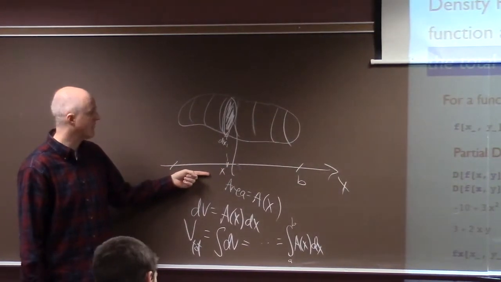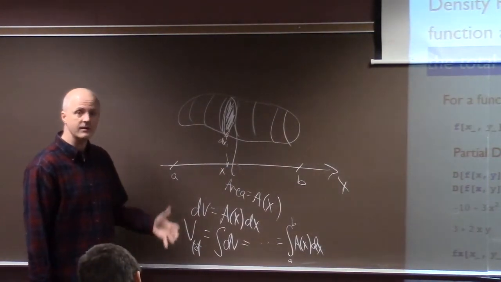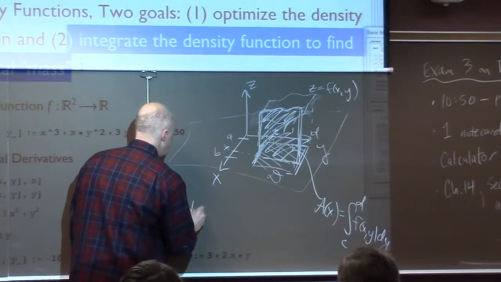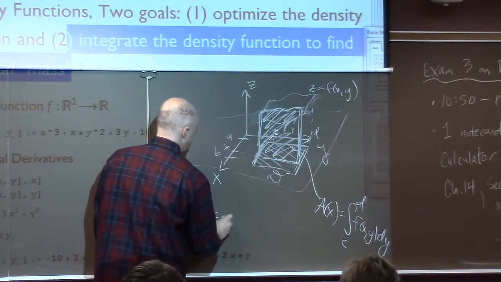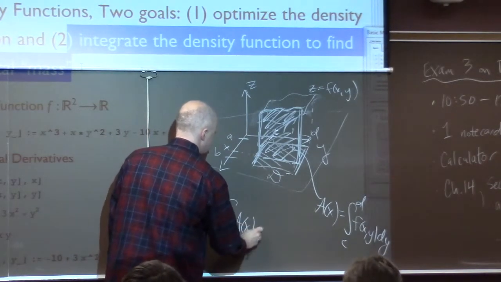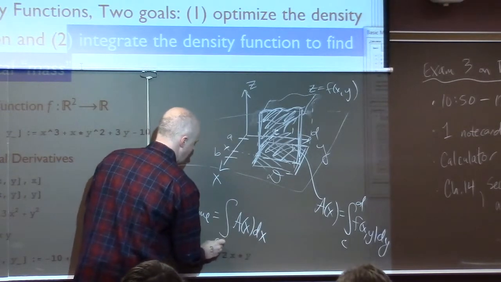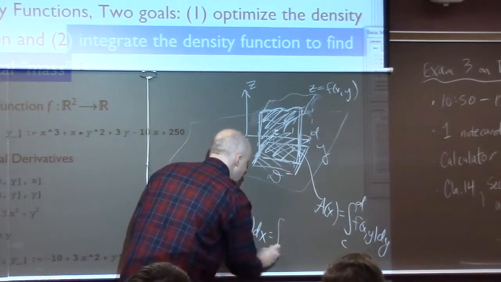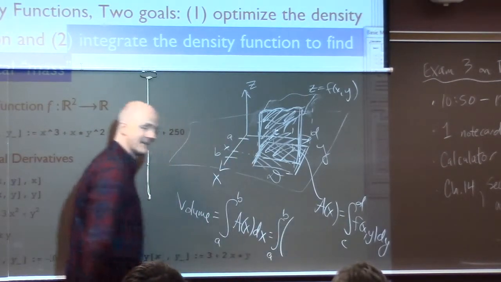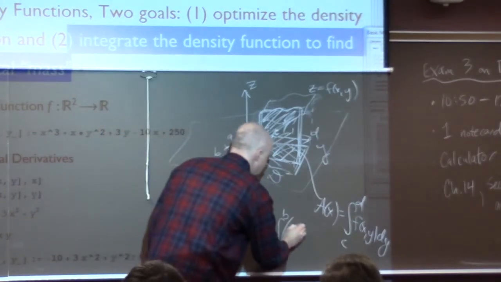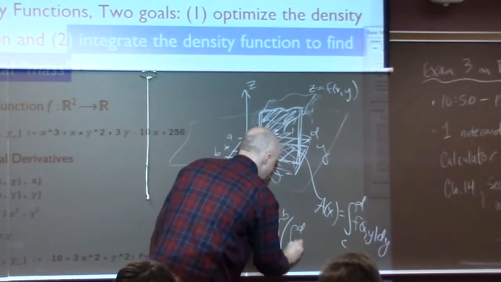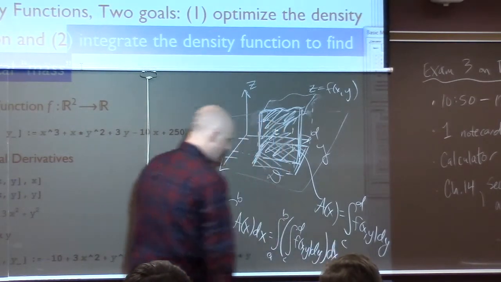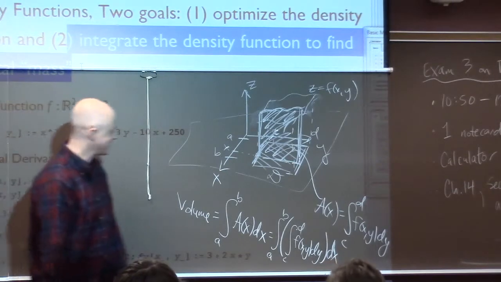Integrate that function from A to B to find the volume. So the total volume under the graph is going to be the integral of A of x with respect to x, where x goes from A to B. But what is A of x? A of x is that integral. Therefore, we can write this as an iterated double integral, where you integrate with respect to y on the inside and with respect to x on the outside.